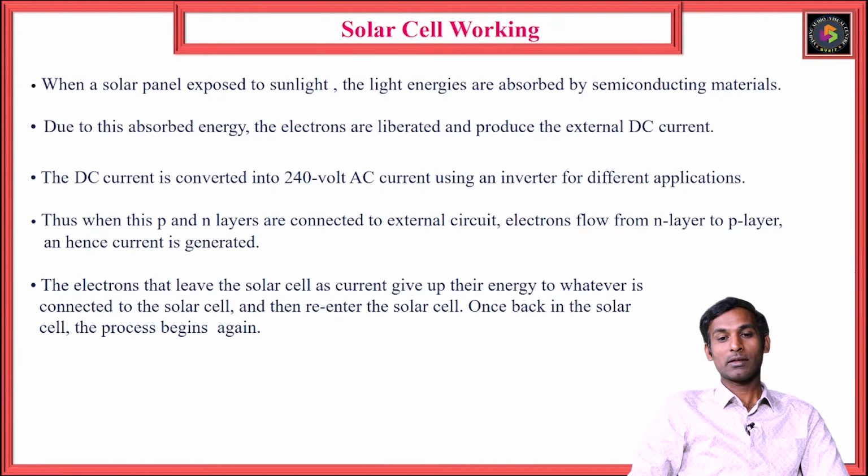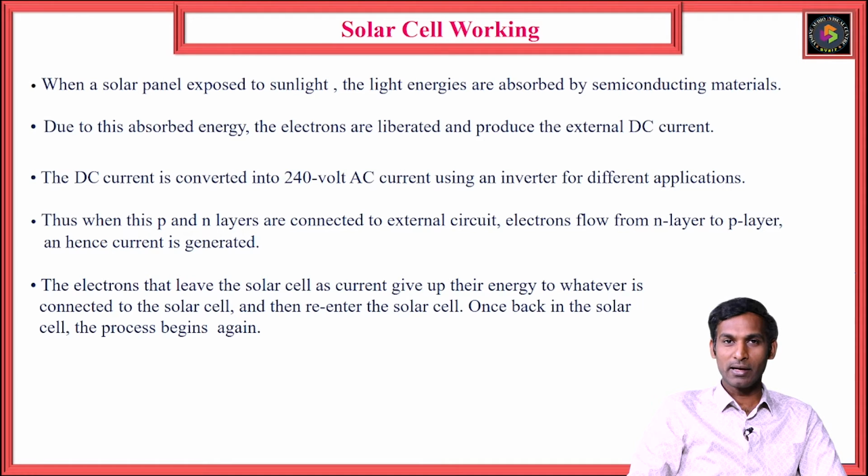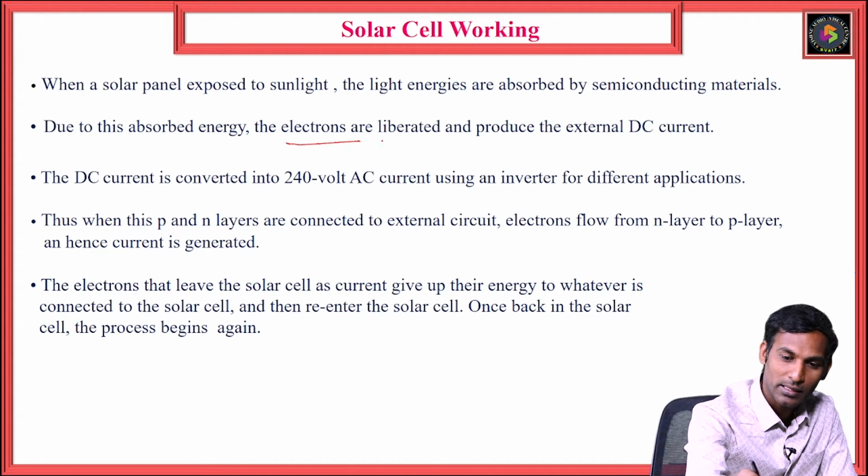So, how does the solar cell work from the application point of view? When the solar cell panel is exposed to sunlight, the light energy is absorbed by the semiconductor metal. In this diagram, the input source is sun radiation. Due to the absorbed energy, the electrons are liberated. The main point here is that the electrons are liberated.